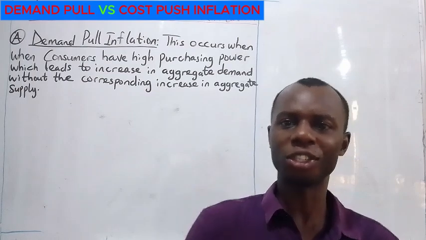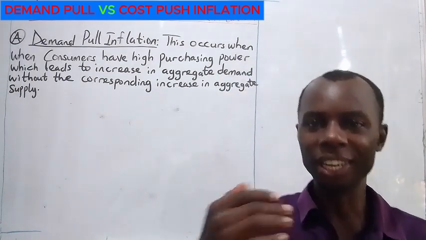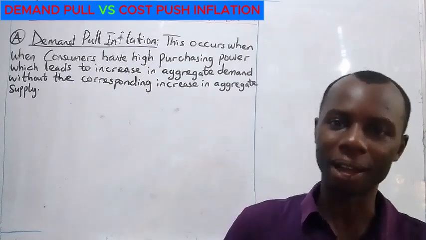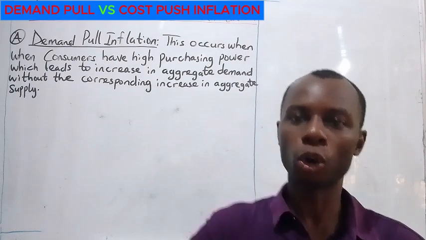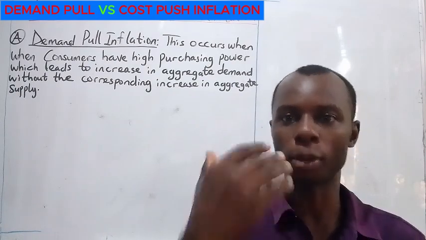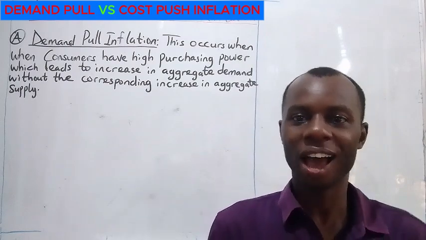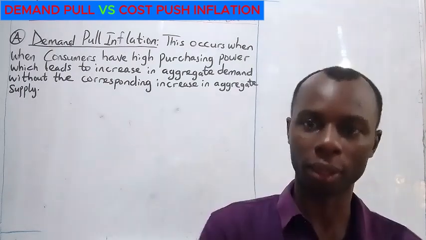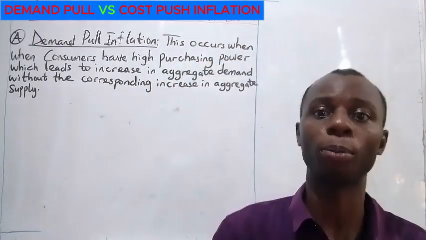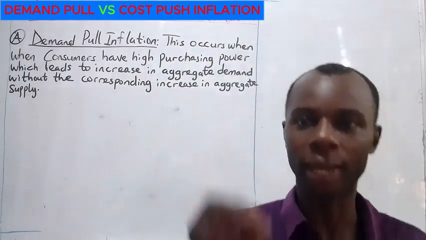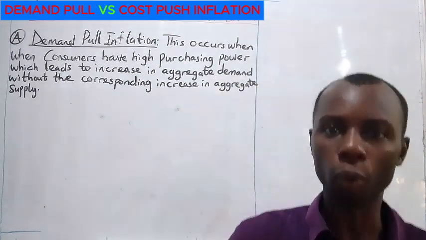Demand pull inflation is a situation whereby consumers have high purchasing power, which leads to an increase in aggregate demand without corresponding increase in aggregate supply. That is, because consumers, you and I, that will go to the market, we have too much money in our pockets or in our bank accounts, and because of this, we are demanding more product, in which the supply of that product is not increasing. If that ever happens in the economy, it will trigger inflation. And that's what we are looking at today, which is known as demand pull inflation.